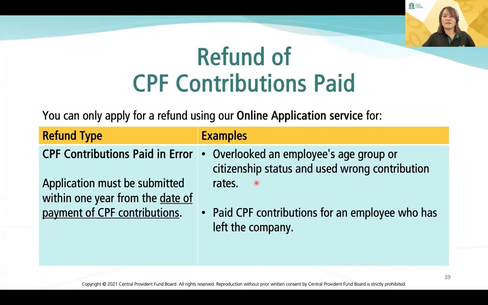So for example, a common mistake as mentioned is the age. Like when the staff turns 55, the contribution rate is 26% instead of 37%. So when the staff turns 55, you still pay 37%. Of course, it's paying too much. Okay, so you can actually apply to us to say that, oh, you overlooked, you paid too much, and you can ask for a refund. Okay, and then of course, like I just mentioned, if the staff already left the company and you still submit the CPF contribution for them, you can get it back. Okay, so do take note that the application for refund must be submitted within a year from the date of CPF contribution. Okay.